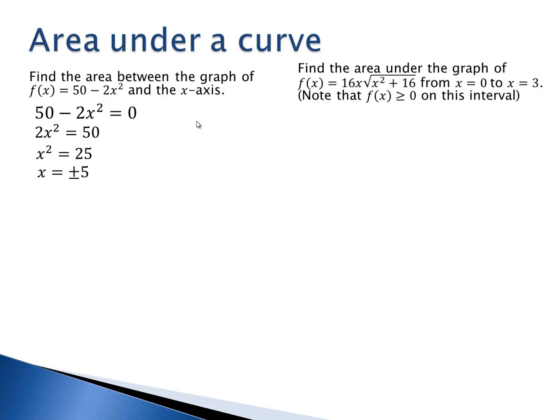Take the square root of both sides. When we do that, we've got to remember plus or minus. 5 squared is 25, and negative 5 squared is 25. So we need both of those, because we're going to need those 2 limits of integration as our boundaries. And sure enough, that matches up with the graph.